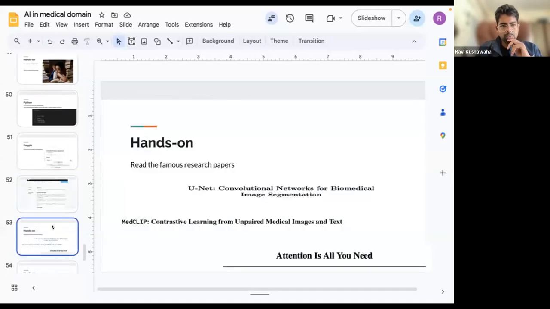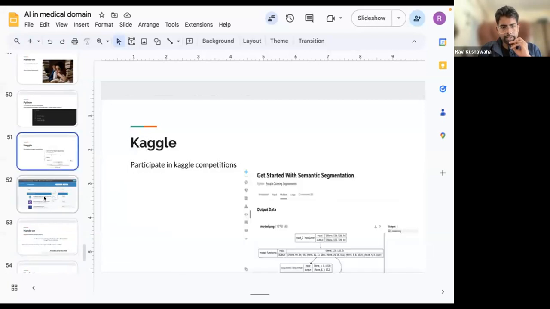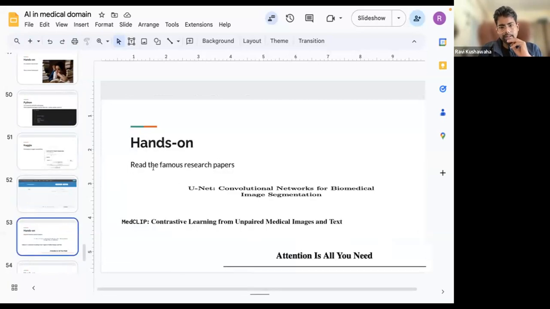Also, these were the first basic tools, as in Python and Kaggle. But what about the latest research that is going on in the deep learning field? The third thing, after Python and after you're familiar with Kaggle, is to start reading the famous research papers, like U-Net, as we discussed for segmentation, a convolutional neural network for biomedical image segmentation.